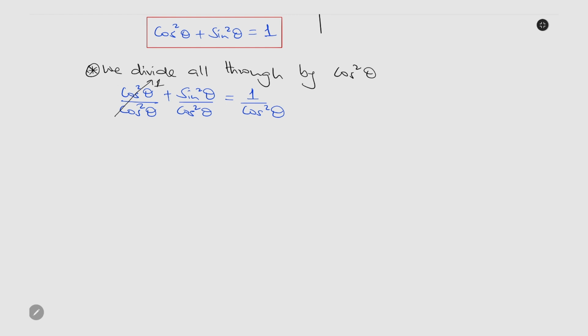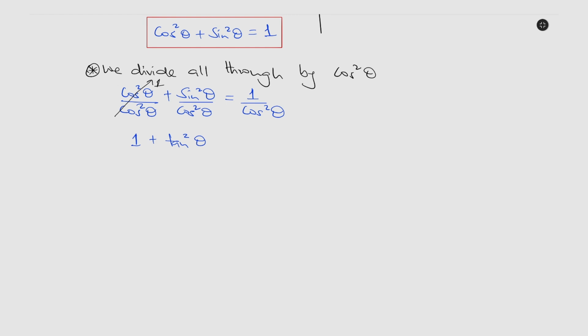Sine over cos, we already know that that's tan. So sine theta over cos theta is tan theta, but now they are squared. So we are going to have 1 plus tan squared theta. I hope you see how that is coming about, because sine squared theta over cos squared theta, and sine theta over cos theta is tan theta, only that this time they are squared, to give us tan squared theta.